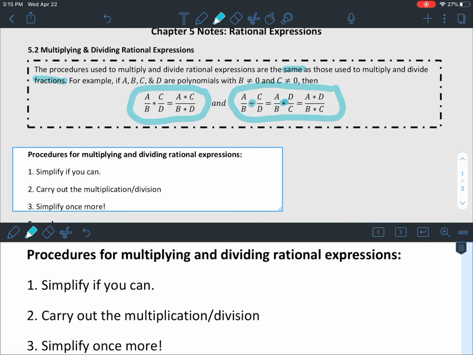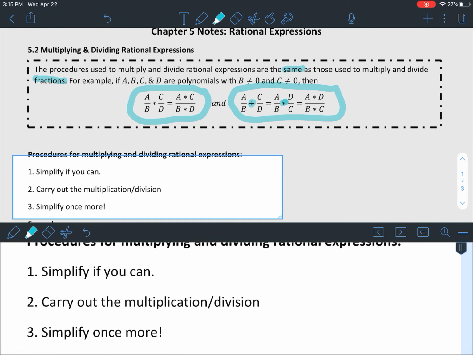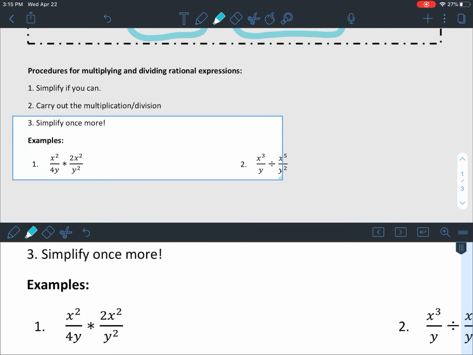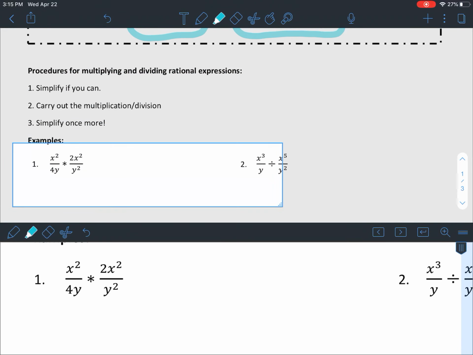So let's move into the procedures for doing it. The first thing is to always simplify first. So if you can simplify, you should simplify. And then we carry out the multiplication or division. Just like in those examples above, if it's multiplication, multiply straight across. Division, keep, change, flip, and then multiply. And then lastly, you're going to simplify one more time to get your final answer.